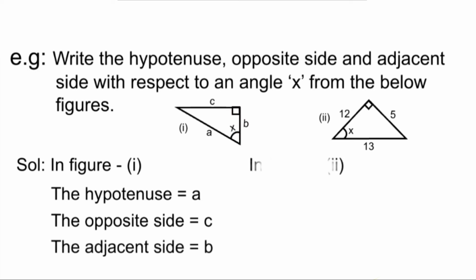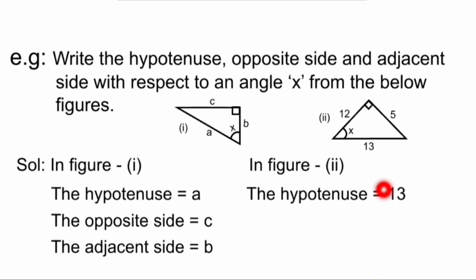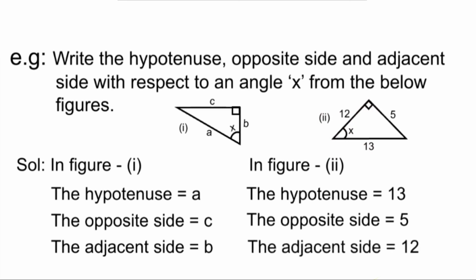In the same way, in figure 2, the side opposite to a right angle is 13. So the hypotenuse is equal to 13. Next, the side opposite to an acute angle x is 5. So the opposite side is equal to 5. Next, the side next to an acute angle x is 12. So the adjacent side is equal to 12.